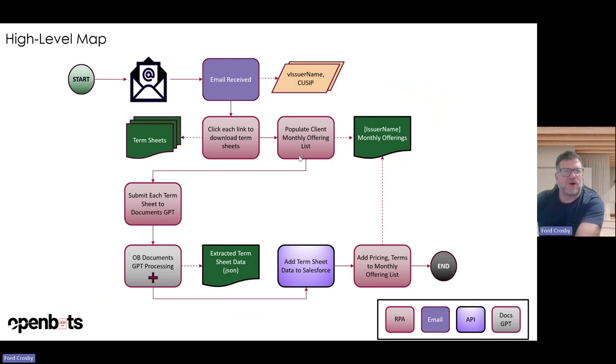At the same time, we're going to download all the term sheets and submit each of them to Documents GPT here. And I'll show you in just a second the breakdown of the Documents GPT processing. But long story short, the data is extracted in JSON format, and then it's added to Salesforce via an API. Also, another purpose for the data extraction is to populate the monthly offering sheet that we had started populating with the issuer name and the CUSIP. So that's the broad brush strokes.